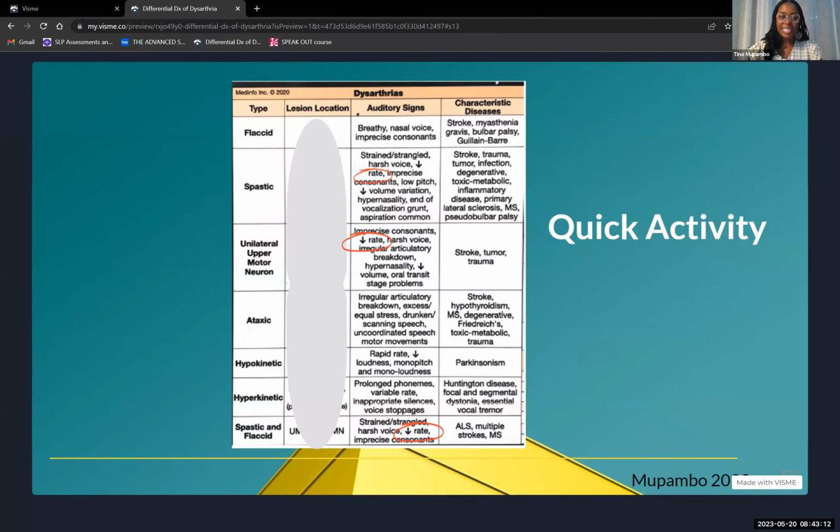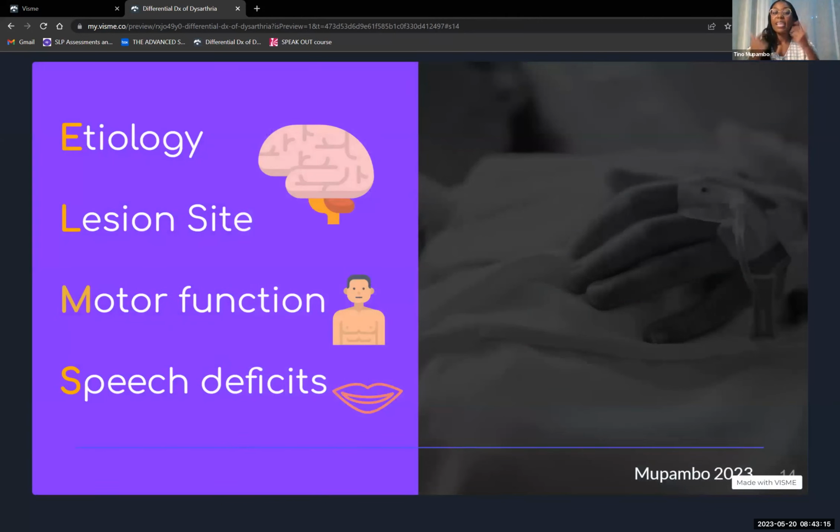What is the E.L.M.S analysis? E.L.M.S stands for etiology, lesion site, motor function, and speech deficits. This is an analysis that the earliest article I found was by Paul Blanchett in 2013, where he talks about it. It really is a system that allows you to look across everything that you need to know in order to make an accurate dysarthria diagnosis. Sometimes we may be tempted to just focus on the lesion and the speech deficits, but it's important for all 4 of these to fall into place in order for us to have a diagnosis that is backed up by evidence and can also be presented in the patient's history and their presentation.